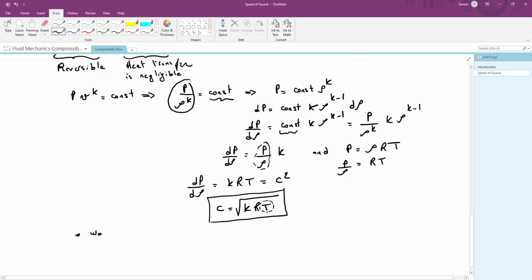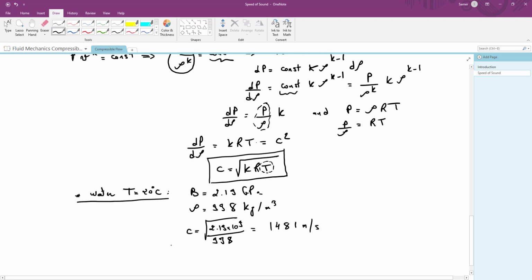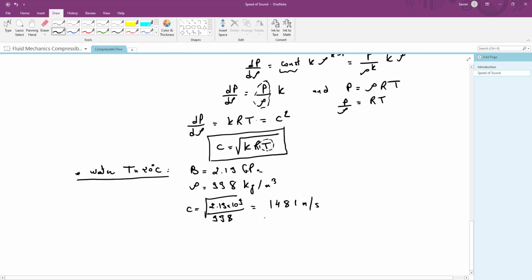Let's start with water, for example, at a temperature of 20 degrees Celsius. At 20 degrees Celsius, the bulk modulus of elasticity for water is 2.19 gigapascal, and the density of water is 998 kilograms per meter cube. So the speed of sound c is the square root of 2.19 times 10 to the power 9, to convert it to Pascal, divided by 998. The speed of sound will be approximately 1481 meters per second. This is a very large value, a very high velocity.